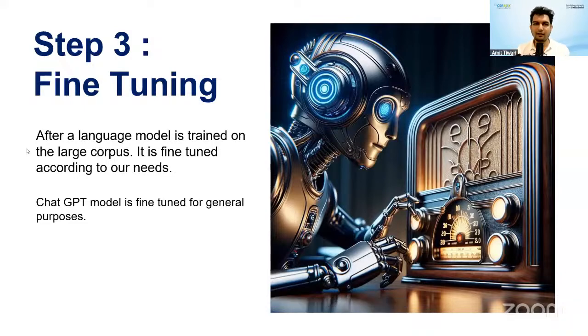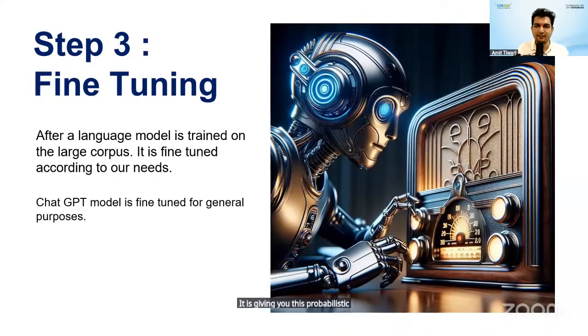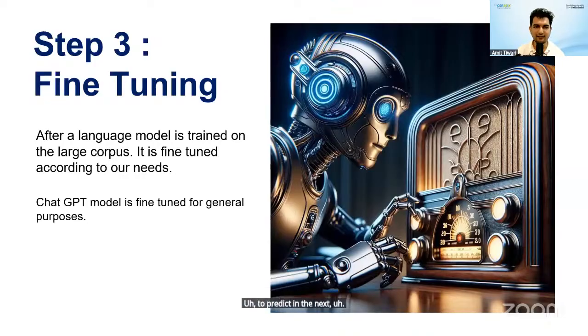All right, so let's come to our third step, which is fine tuning. After a large language model is trained on a large corpus, it is fine tuned according to our needs. When you make a large language model, you train it on all the text that is there on the internet. It is giving you this probabilistic calculation, always giving you the right word to predict as the next token.